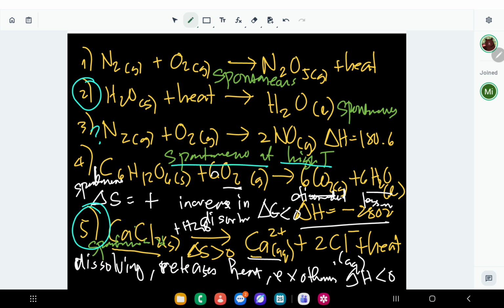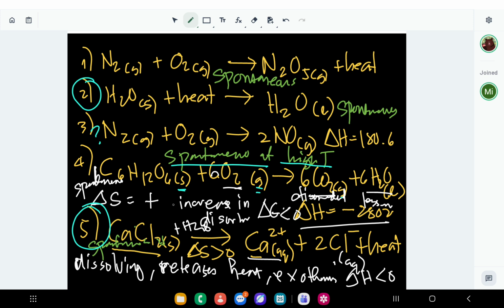That's why I wrote here spontaneous at high temperature. Number 4, I'm supposed to be sure with this. Delta H is negative. Okay, this is a bit messy for number 4. Why? Because in the reactants we have solid and gas, and in the products we have gas and liquid. So we don't know which one transforms to gas or liquid, right? So maybe this is not sure for number 4.